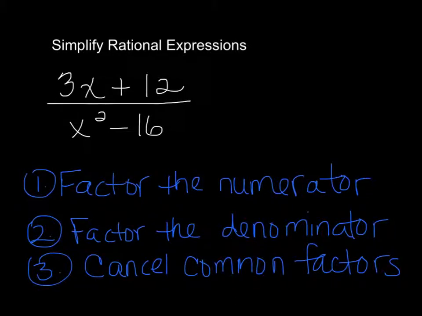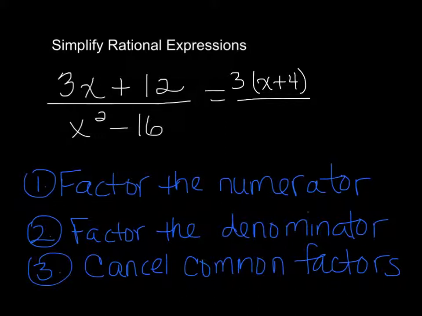Now we will simplify a rational expression. We have 3 simple steps. Factor the numerator, and we see that there is a GCF in the numerator of 3, and we have x plus 4 left, so the numerator is factored.